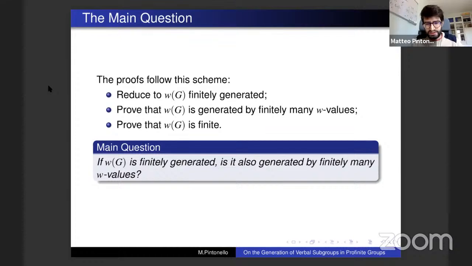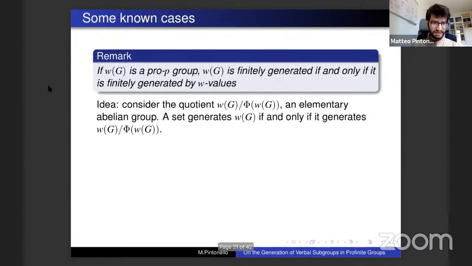This question has an easy answer in a few cases. For example, if the verbal subgroup is simply a pro-p group, then it's immediate to realize that it's finitely generated if and only if it is finitely generated by word values. This is because we simply consider the quotient modulo the Frattini subgroup, which is an elementary abelian group, and a set generates the verbal subgroup if and only if it generates the quotient. So from a generating set of word values, we can extract a finite one.